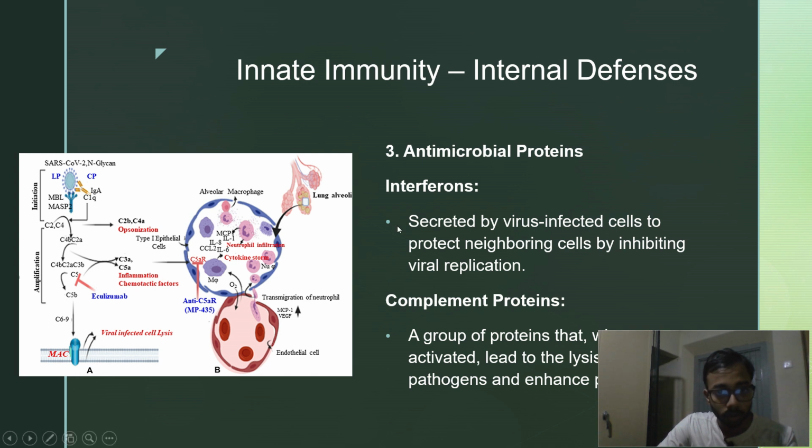So if a virus, for instance, let's say a coronavirus, infects a cell in your respiratory tract, that cell secretes interferons, which are specialized proteins, right? These interferons are secreted by virus-infected cells to protect neighboring cells by inhibiting viral replication. That already infected cell can get destroyed by the virus, but the importance of these interferons is they tell the neighboring cells that you are in danger.